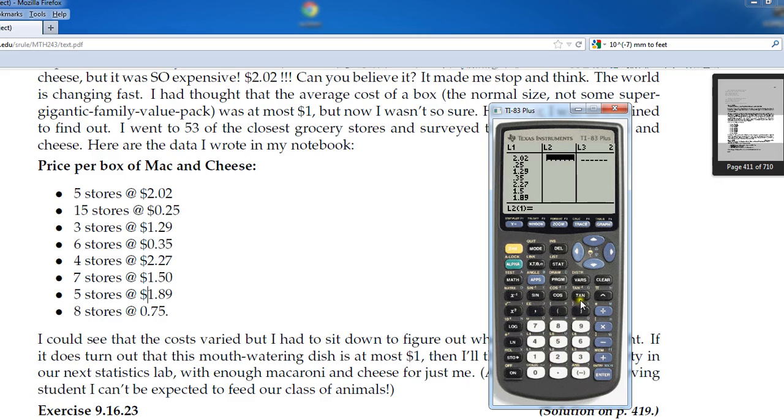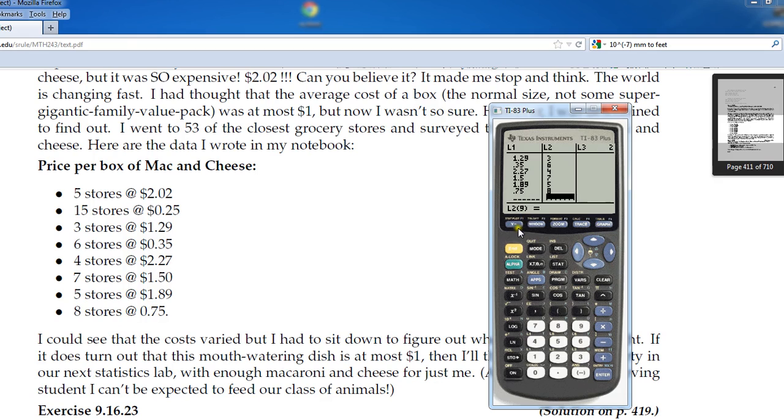Fun stuff. 5 stores. Hopefully you can see what I'm doing here, friends. I'm creating a frequency distribution based on their data. 6 stores at 35, 4 stores at 227, 7 stores at 150, 5 stores at 189, and last but not least, 8 stores at 75. Just a little frequency distribution here.